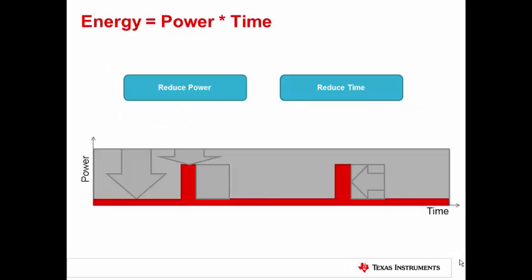Since energy is equal to power multiplied by time, we have two vectors in an ultra-low power design that we need to attack. The first one is power that is needed for a certain task. This not only includes going to the lowest power mode available, but reducing the power consumed when in active mode. And then we also have time, and this is the time that we need to be in high power modes.